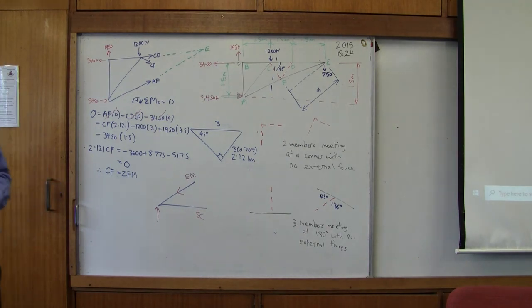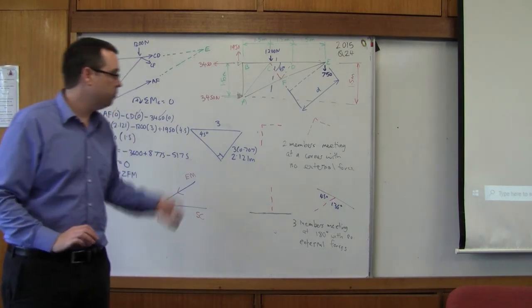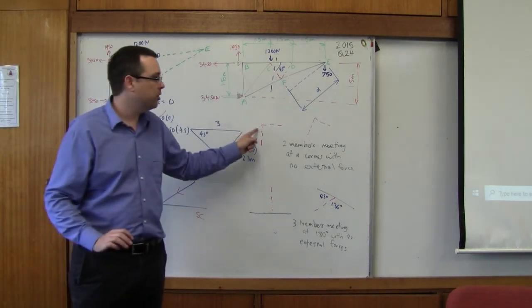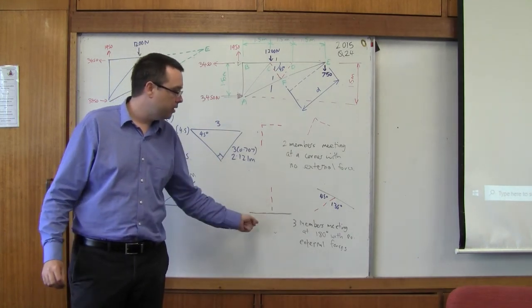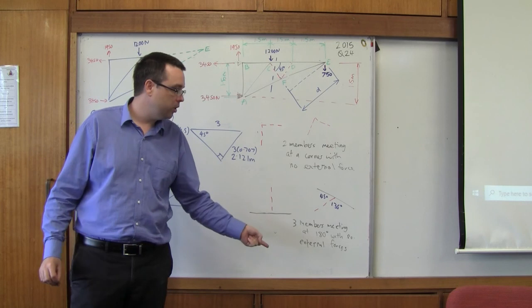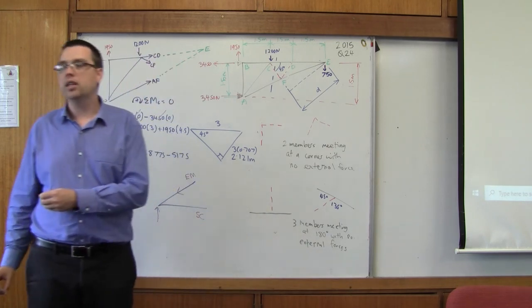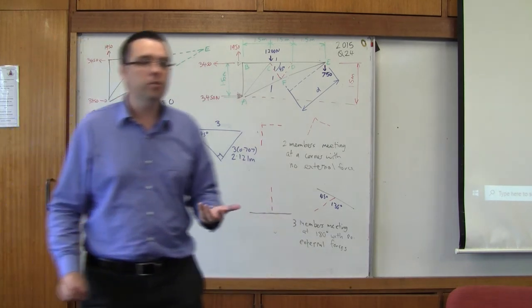Every mark counts. Okay, so that's it for zero force members today. The key takeaways are that if there are 2 members that meet in a corner with no external forces, that's a zero force member. If there are 3 members meeting at 180 degrees with no external forces, that's a zero force member. That should be good enough.